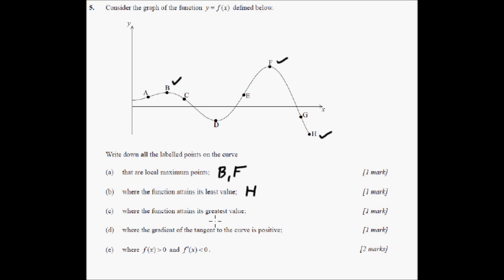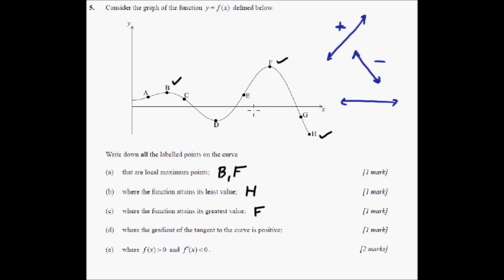And then where the function attains its greatest value. Again, the greatest value is, in this case, a local maximum, but it's F. And then where the gradient of the tangent of the curve is positive. If we think about gradients, I used to have my kids do gradient calisthenics. So think about this. That's a positive gradient. A negative gradient looks like this. And then, of course, zero gradient, no gradient, is a flat line.